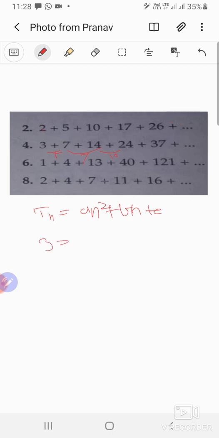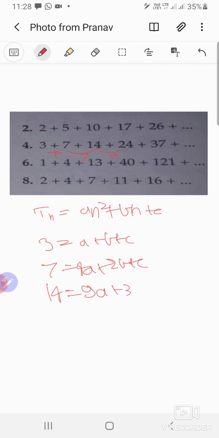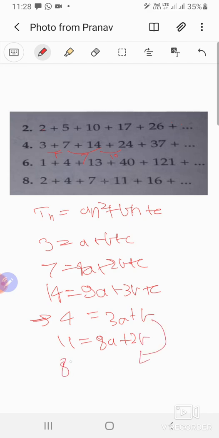So what do we get? 3 equals a plus b plus c. 7 equals 4a plus 2b plus c. And 14 equals 9a plus 3b plus c. That gives me 4 equals 3a plus b. Okay, and then you got 11 equals 8a plus 2b. Multiply this thing, so you will get 8 equals 6a plus 2b. Now subtract this thing from that, so you get 3 equals 2a. So a equals 3 by 2.